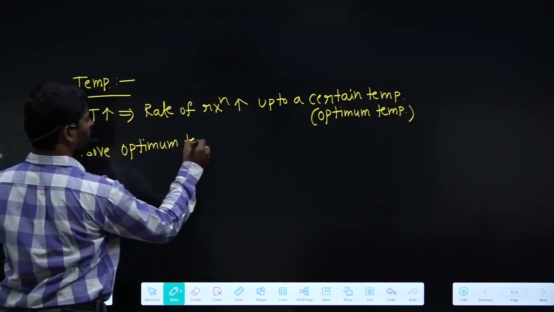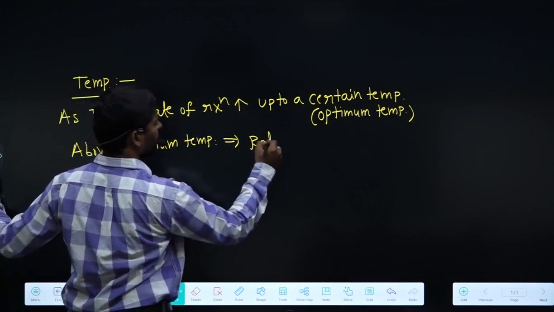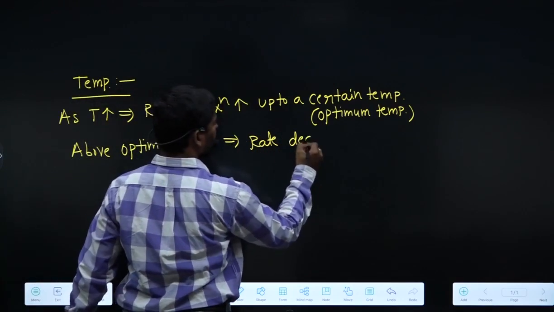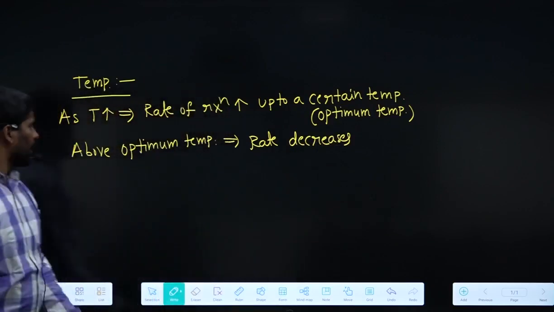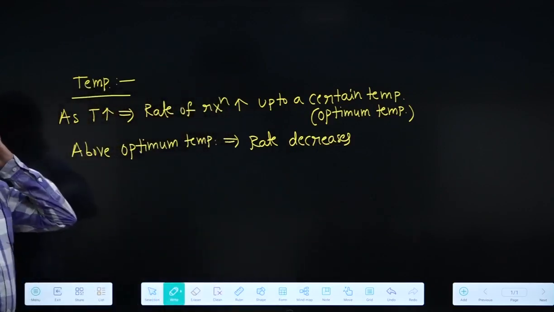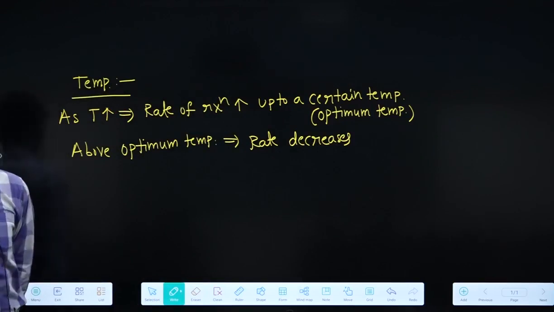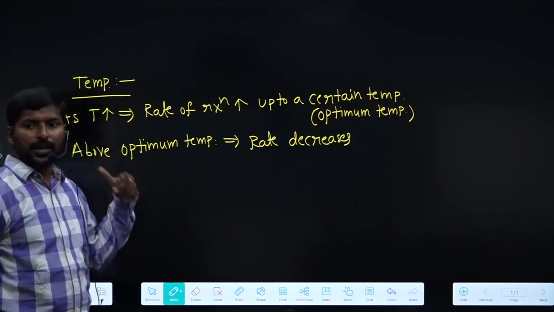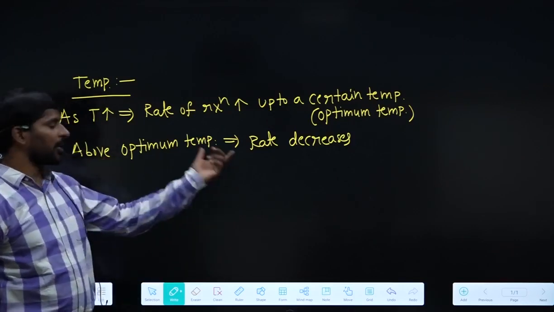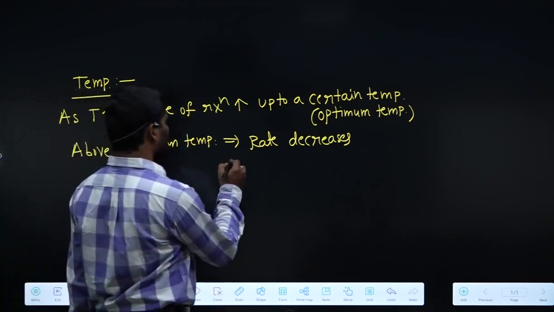Above optimum temperature, rate decreases and rate of reaction decreases. Again, rate decreases. So rate reaches maximum value at optimum temperature, and above optimum temperature, the rate of reaction decreases.